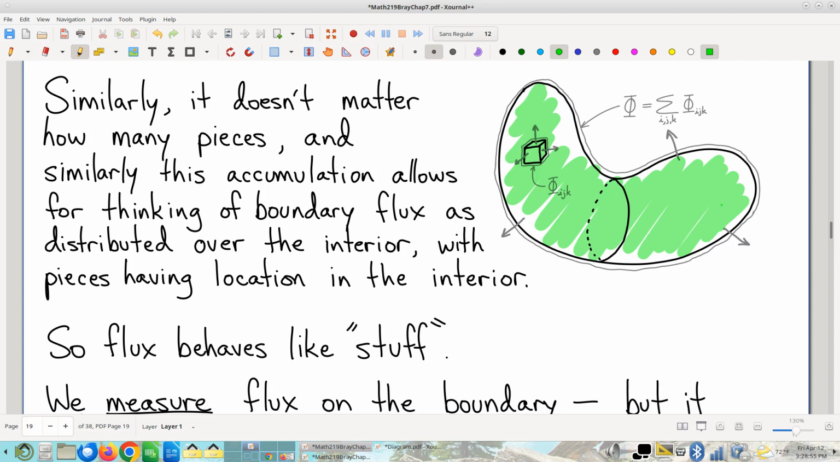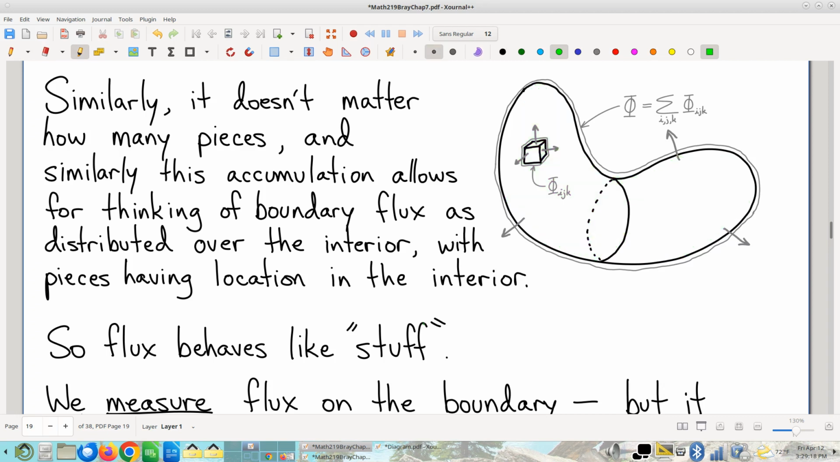So whether it is physically a stuff that is actually inside of the interior isn't the point. It behaves like it is, so we can pretend that it is. And everything's going to make a lot more sense if you take that point of view.